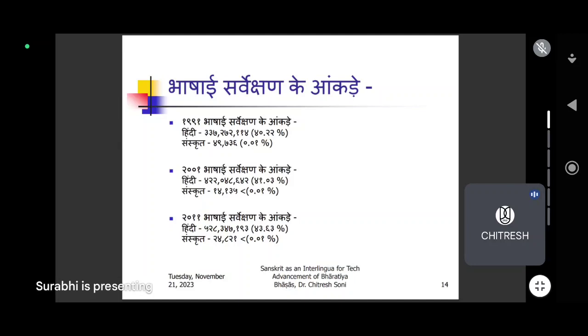Okay, but the condition of languages in India: in the census of 1991, the Hindi language had 37 million speakers. Sanskrit had 49,000 native speakers in 2001. Hindi increased to 422 million, and Sanskrit came down to 14,000 in 2011. The native speakers of Hindi were 428 million, and for Sanskrit it was 24,000. Okay, next please.